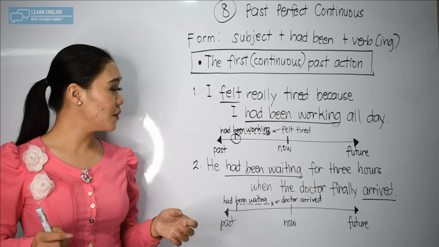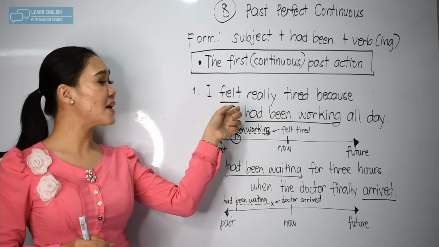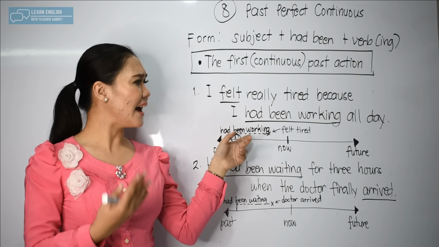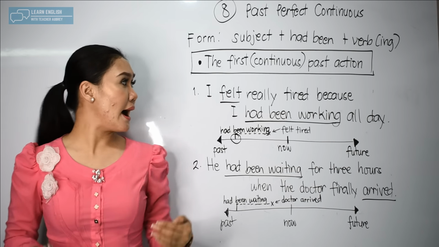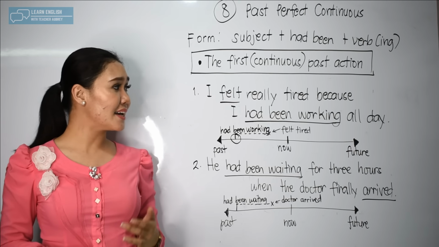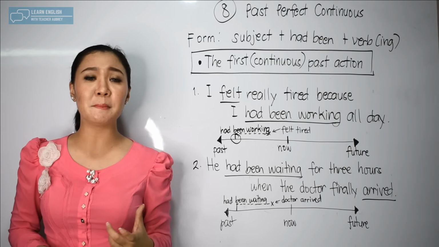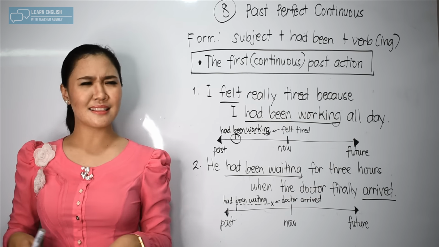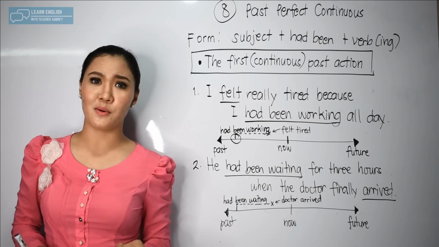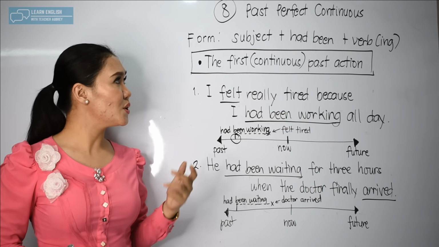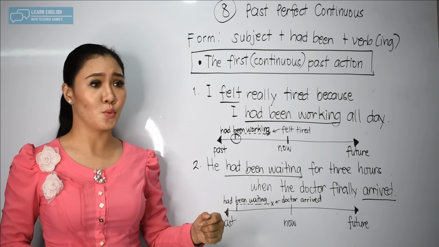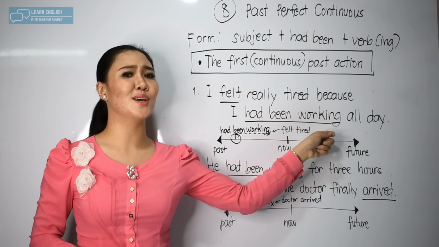Let's look at the example here. The number 1 is, I felt really tired because I had been working all day. Ibig sabihin, nakaramdam ako ng sobrang pagod dahil nagtatrabaho ako ng buong araw. Alin dito yung kilos na ginamitan ng past perfect continuous? Eto po, I had been working all day.